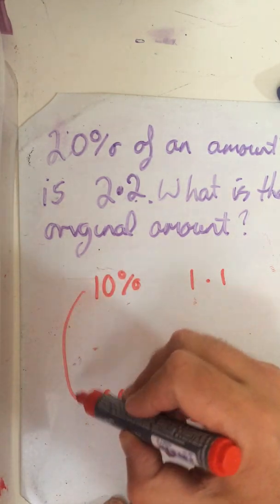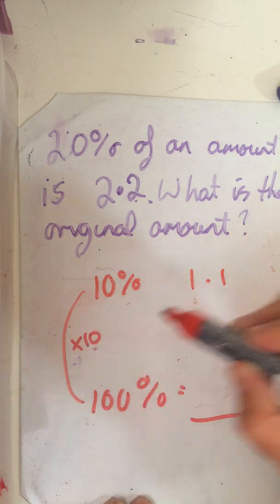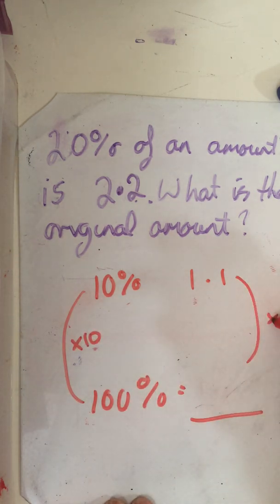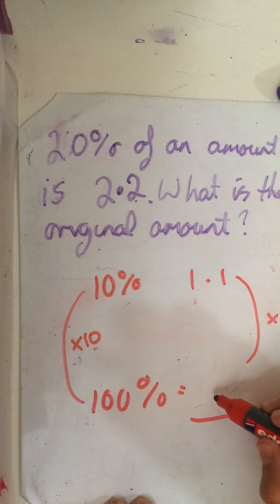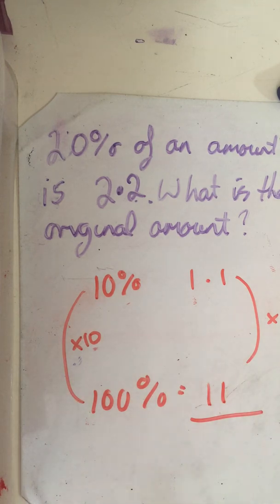So how am I getting from there to there? I'm timesing by 10, and I'm timesing by 10, which will give me 1.1 times 10, moving the decimal one place to the right, will give me 11. So the original number was 11.